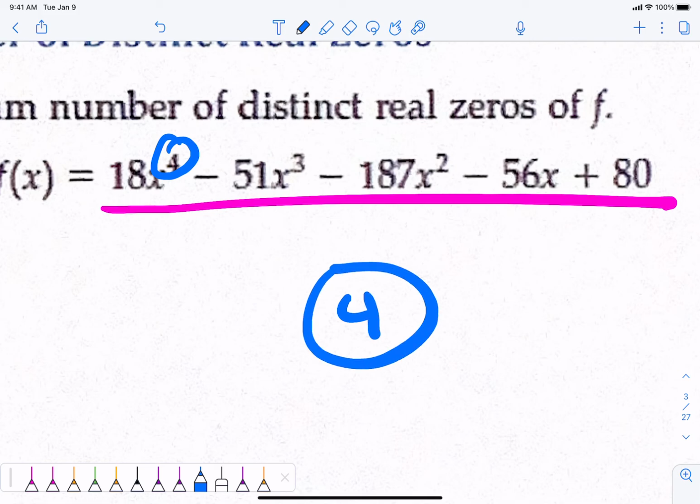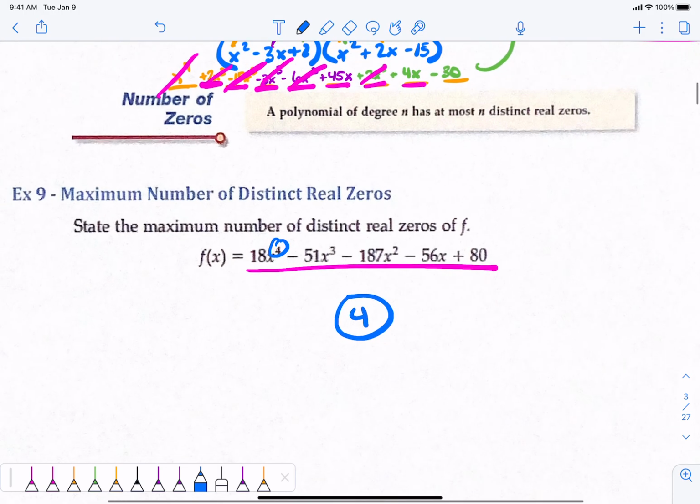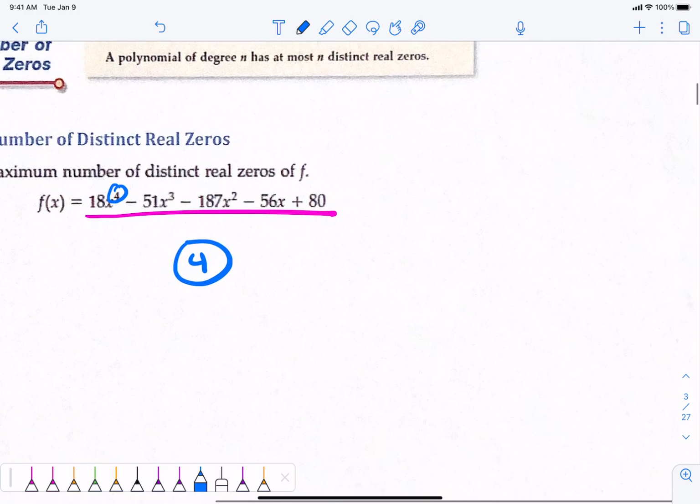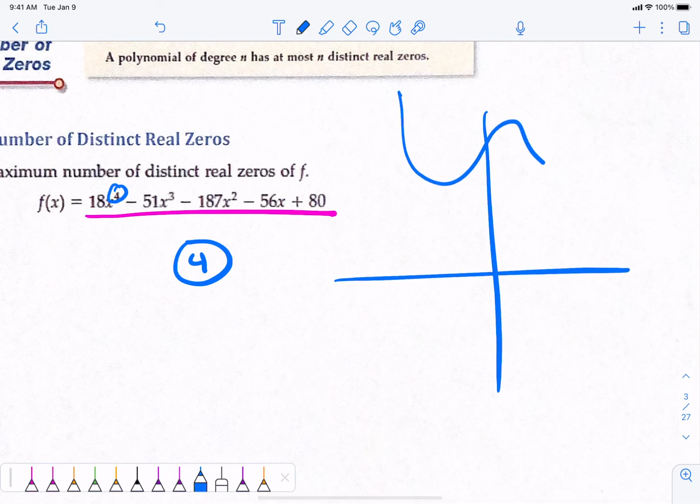X squared is a parabola. It can cross a maximum of 2 places, right? X to the 3rd power can cross a maximum of 3 places. Okay, the maximum number. Now, it won't always cross that many times, right? It could still be a W and not cross at all, if it's above. But the maximum number it could cross is 4, right?